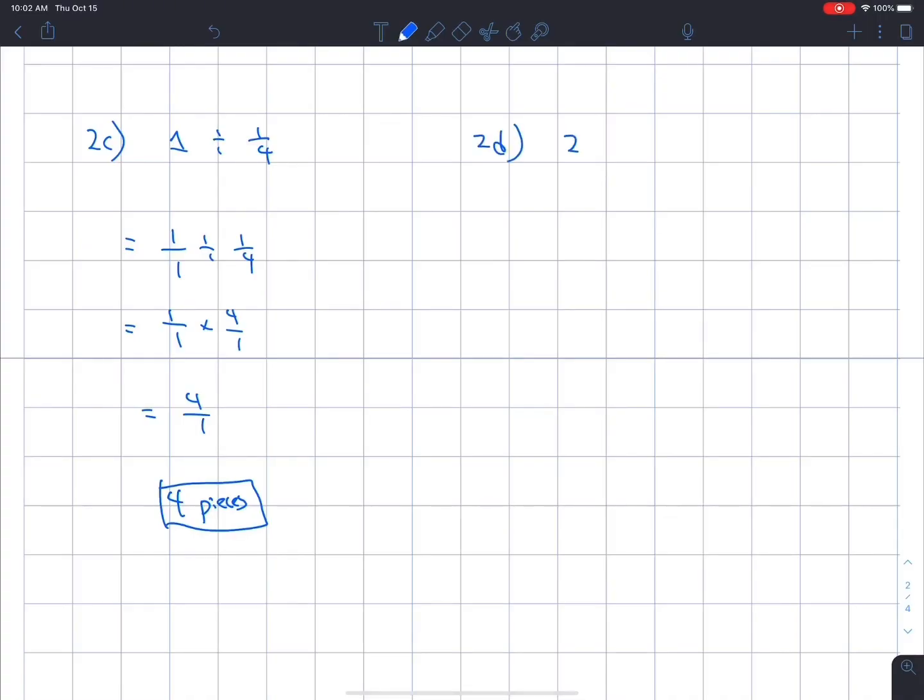If 2 whole circles are divided into thirds, find the number of pieces obtained. Same idea, 2 over 1 divided by 1 over 3. This becomes 2 over 1 times 3 over 1, and we get 6 over 1, so we will have 6 pieces.